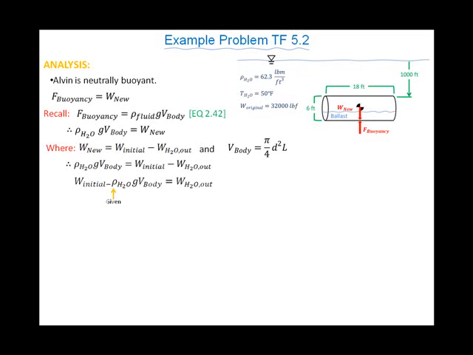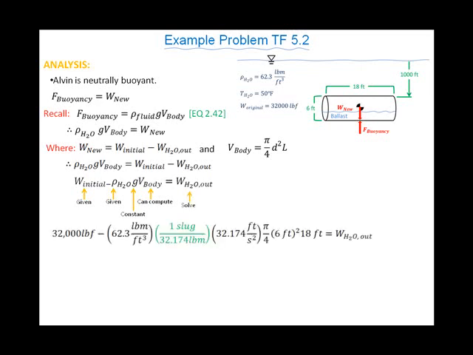Now, the density of my water is given. Gravity is a constant. Volume I can compute. I showed you the equation up a couple lines. And my initial weight was given. So I have everything I need to determine the weight of the water I need to expel in order to achieve neutral buoyancy, in order to make my weight equal to my force of buoyancy. So let's solve for that.